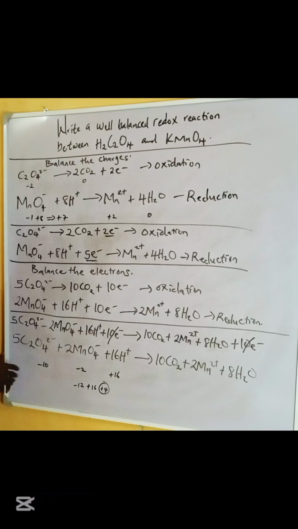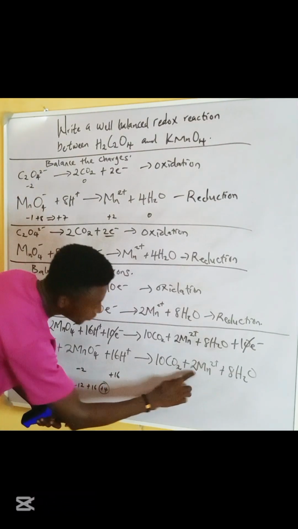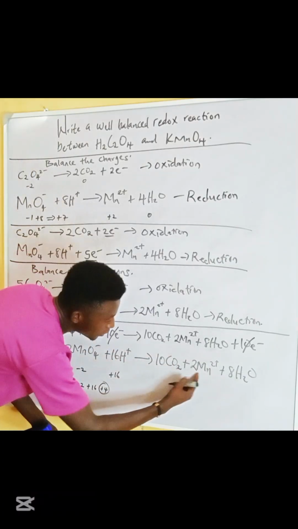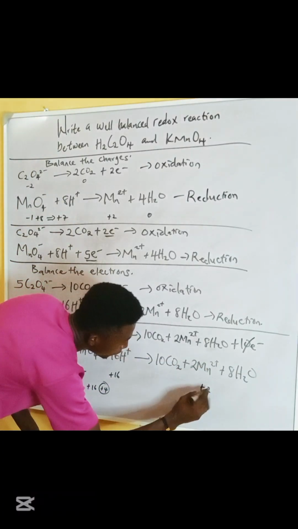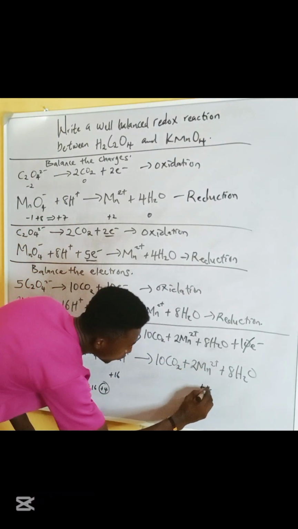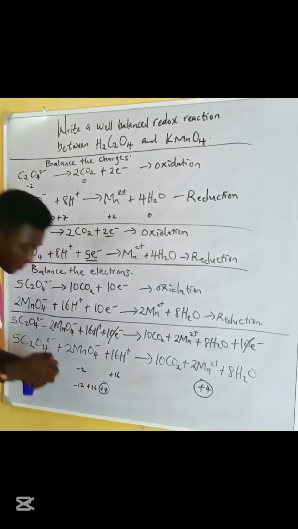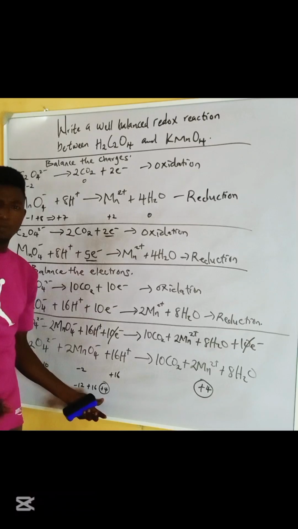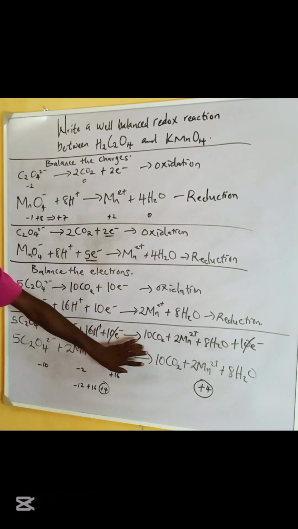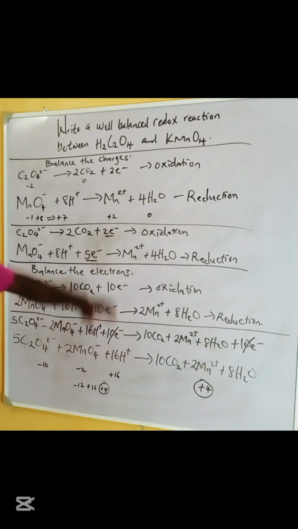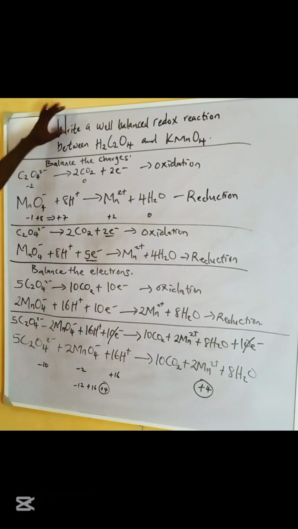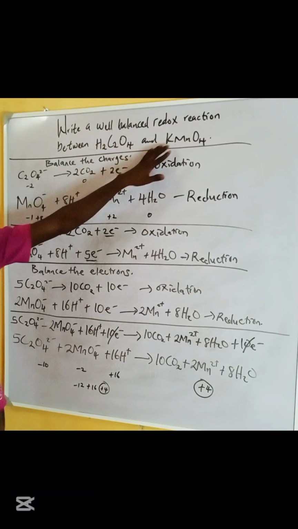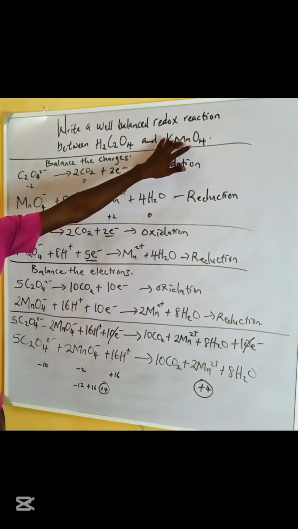Now let me check the product side. You see, this one is already 0 because it doesn't carry charge. So the one that has charge is what? These 2 times these 2, plus 4. You see that both my right-hand side and my left-hand side have the same number of charges. So you see that this is a balanced redox reaction. So we've been able to successfully write a well-balanced redox reaction between what? Between ethanedioic acid and potassium tetraoxomanganate(VII), manganese 7.